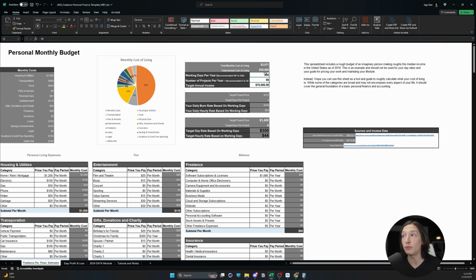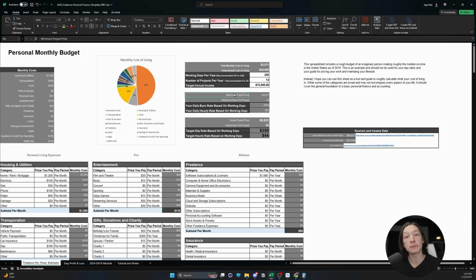So then we would have 50 projects per year. And when you adjust these numbers right here, it's going to adjust our burn rates and our target rates. So all this stuff is built on equations and calculations to help us give a foundation of what our burn rate is. So when we set this back to 12, when we adjust any of these numbers in white, it's going to affect these values right here.